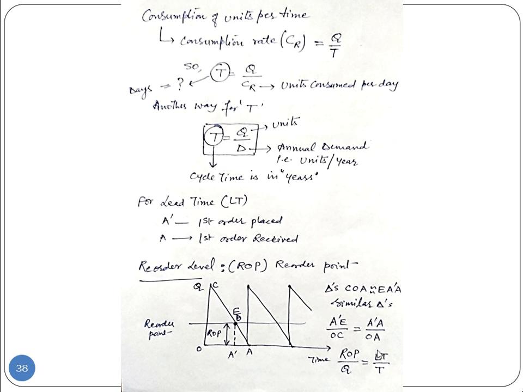So this is called lead time, LT. And OA is the cycle time, the time between your first delivery and second delivery. At O you get the first delivery and the second delivery you get at A, and the time gap between these is called your cycle time. So from here you can find the ROP, the reorder point.